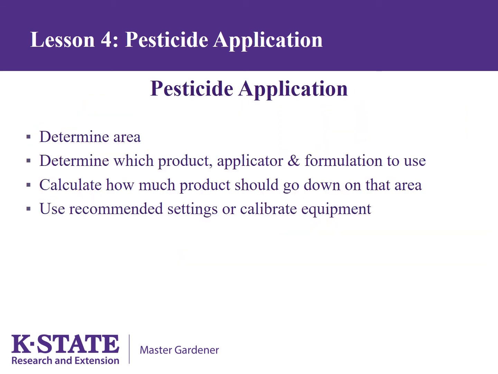When making a pesticide application, it is important to determine the area and what product and formulation you are using. Also, what type of application equipment do you have available? Using the label, you need to calculate how much product should be applied to the area. Be sure to use the recommended settings or to calibrate the equipment if needed.